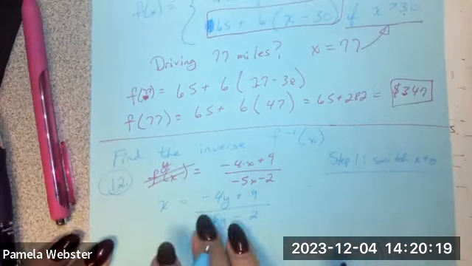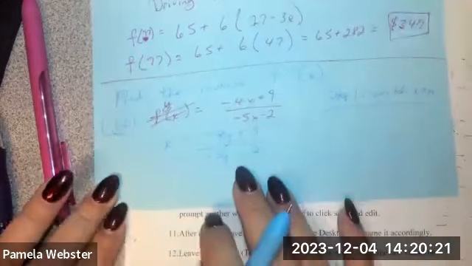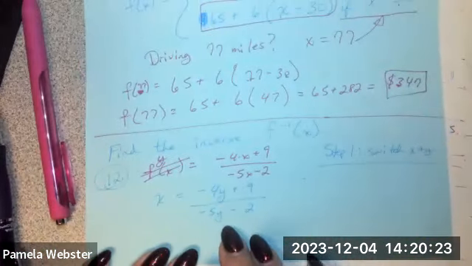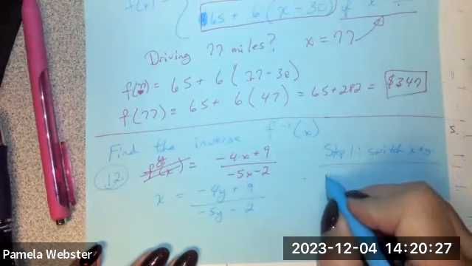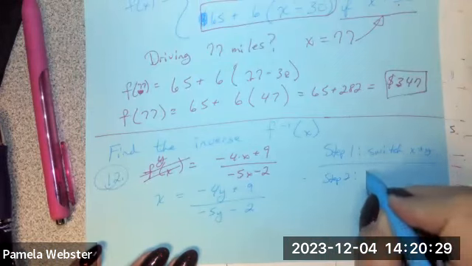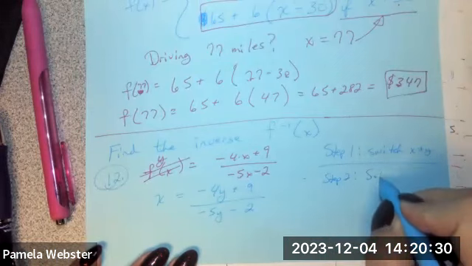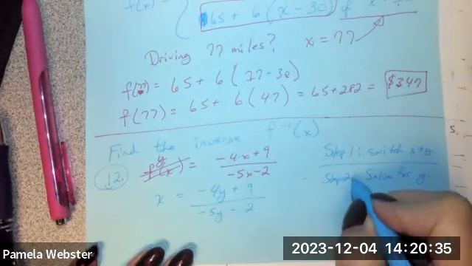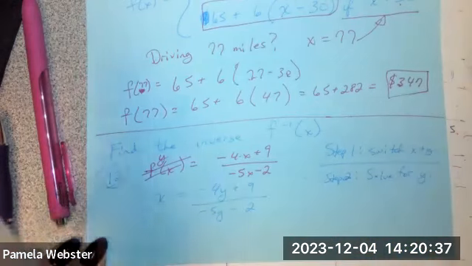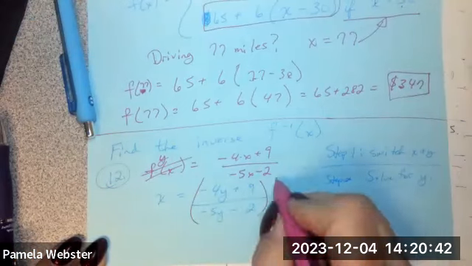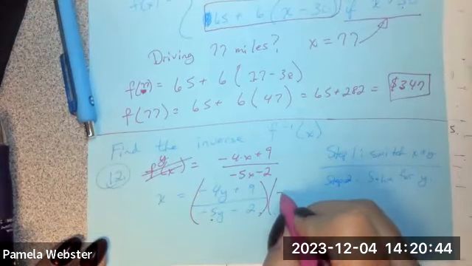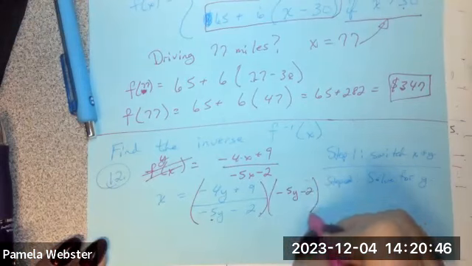It's more complicated because there's 2 values that I'm going to use for my y's here. So I swapped them. Cool. And then step number 2 is solve for y. So I'm going to have to get these y's together on one side. I can't do it whenever it's written like a fraction like that. So the first thing I'm going to do is clear my denominator. I'm going to multiply by what's down there, -5y minus 2.